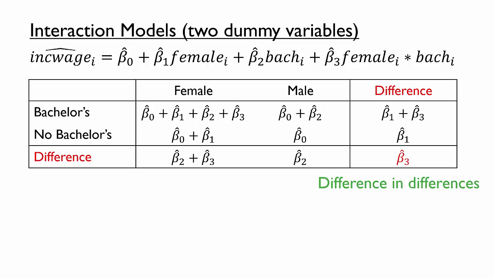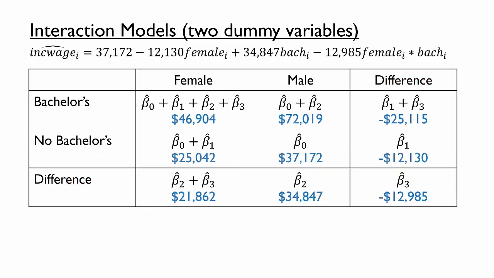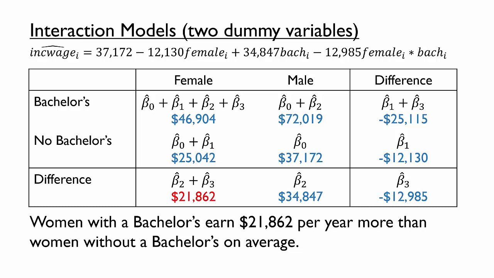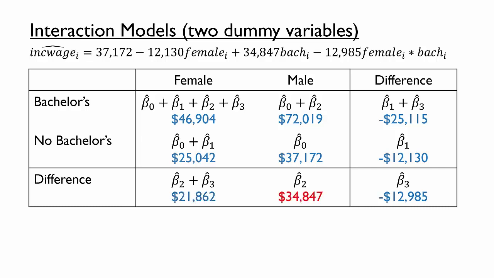To further develop our intuition for the meaning of all the model's coefficients, let's add numerical values. Here is the model with numerical estimates substituted for the sample parameters, along with the numerical dollar amounts corresponding to each of the predictions that we just made. Let's take a moment to interpret each of the values in the bottom row in the rightmost column. First, the difference for the female column indicates that women with a bachelor's degree earn $21,862 per year more than women without a bachelor's degree on average. Moving one cell to the right, also the beta 2 hat estimate, is the analogous earnings boost for men.